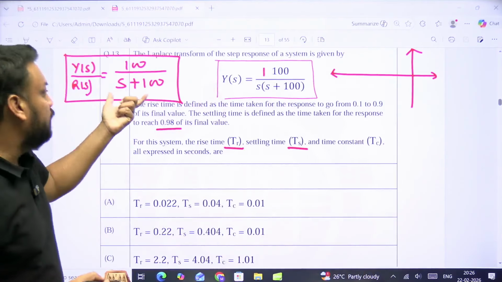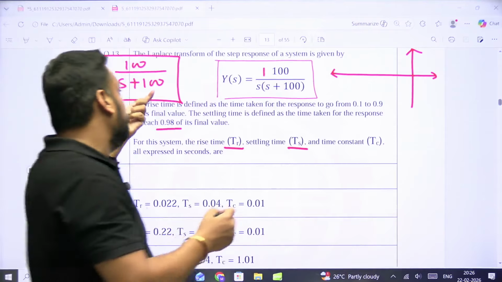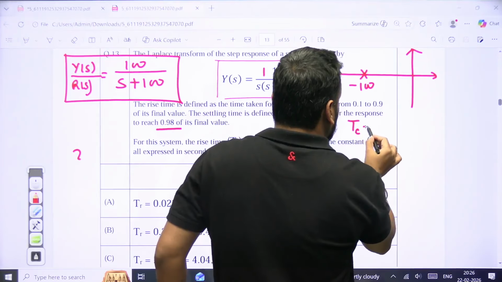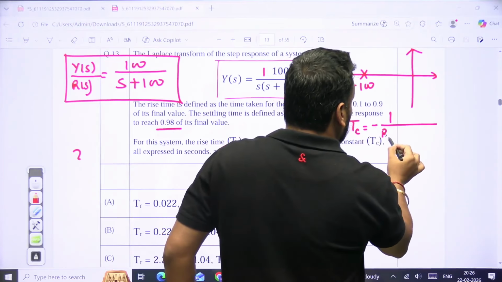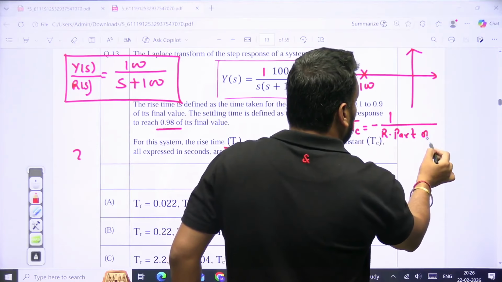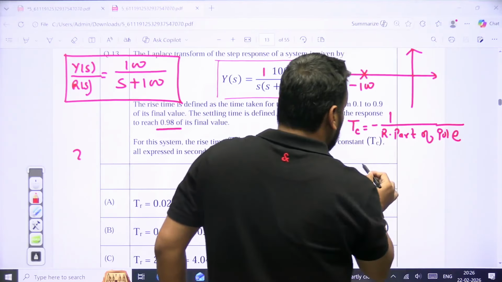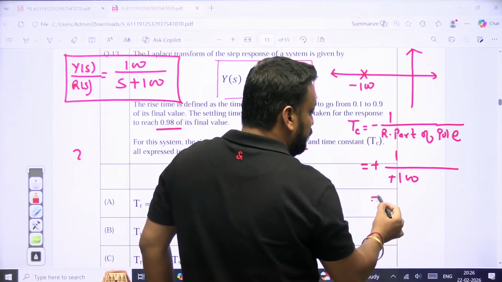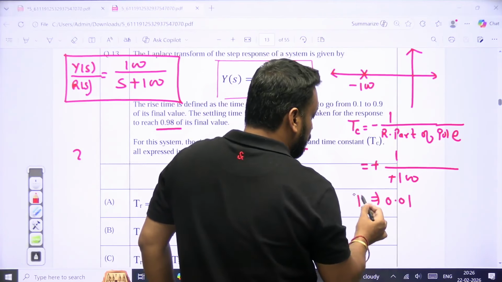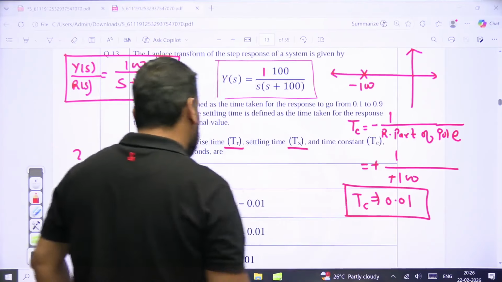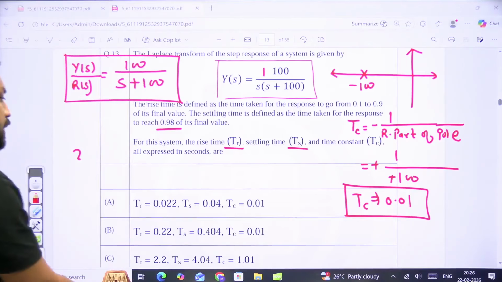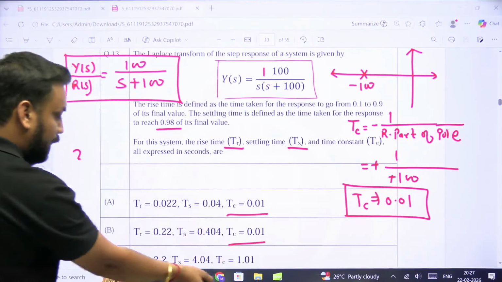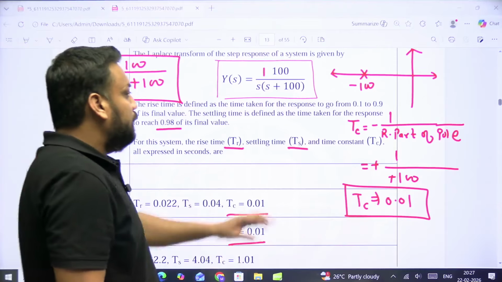When you find the pole value, set S plus 100 to 0, you will get the root -100. Time constant is nothing but -1 upon the real part of the pole. So -1 upon -100, the minus signs get cancelled, so time constant is 0.01. When you observe time constant 0.01, it appears in option A, option B, and maybe the other options too, we will check. But for now let us find the other quantities.